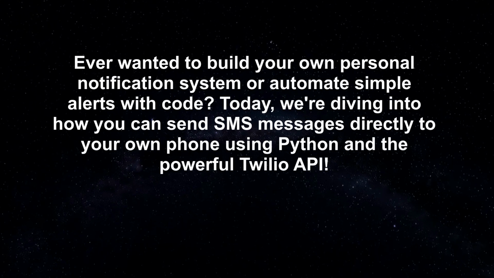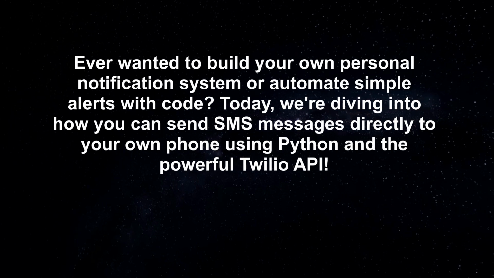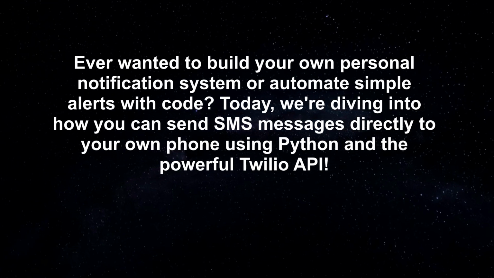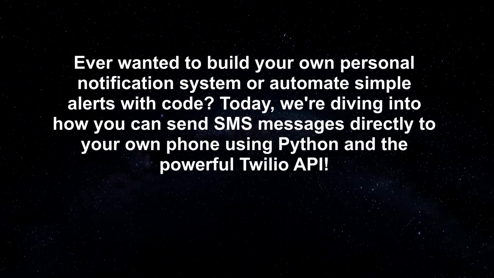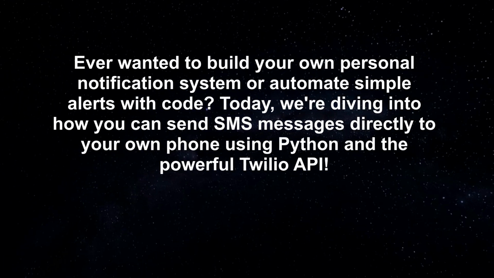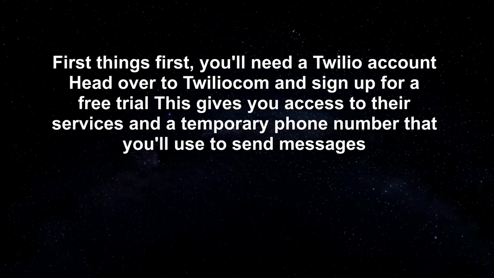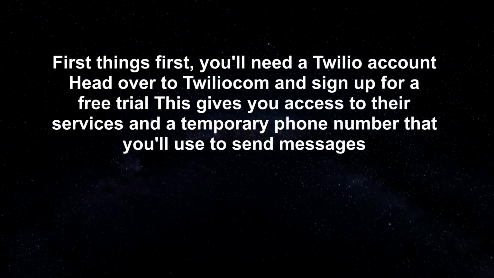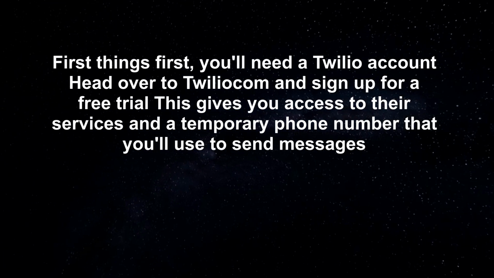Ever wanted to build your own personal notification system or automate simple alerts with code? Today, we're diving into how you can send SMS messages directly to your own phone using Python and the powerful Twilio API. First things first, you'll need a Twilio account. Head over to twilio.com and sign up for a free trial. This gives you access to their services and a temporary phone number that you'll use to send messages.